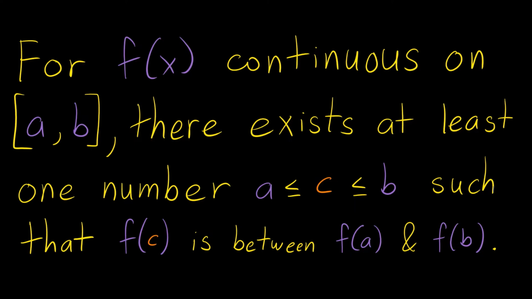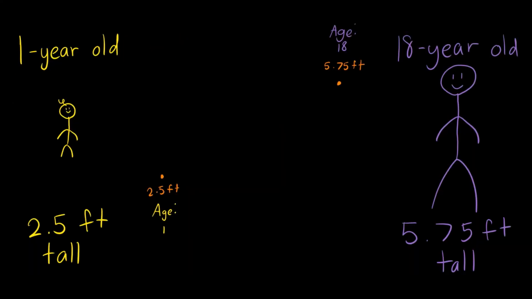I want to highlight that it doesn't matter if f of a or f of b is smaller. The theorem holds in either case as long as we pass through all the points between f of a and f of b. Here's an example that's really going to emphasize the idea behind the Intermediate Value Theorem.